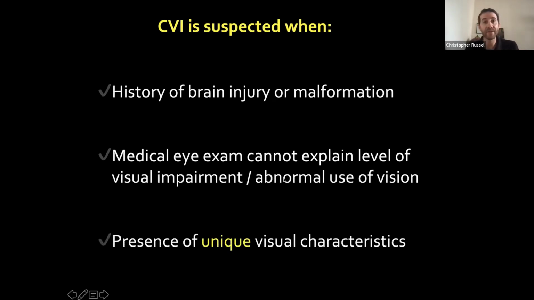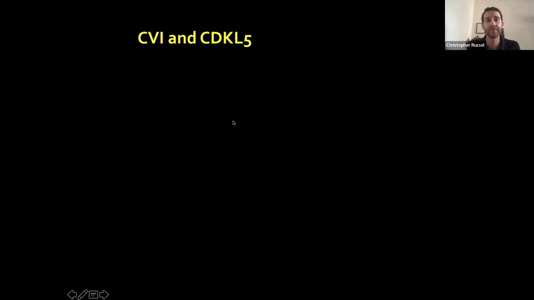Most importantly, and this is why I say it's really a functional diagnosis, CVI comes with the presence of unique behavioral characteristics that are very different from the behavioral characteristics that are observed in kids with ocular or eye-related visual impairments. I'm going to get into that a little bit, and I'm going to share some resources with you about how to get further information about those characteristics.